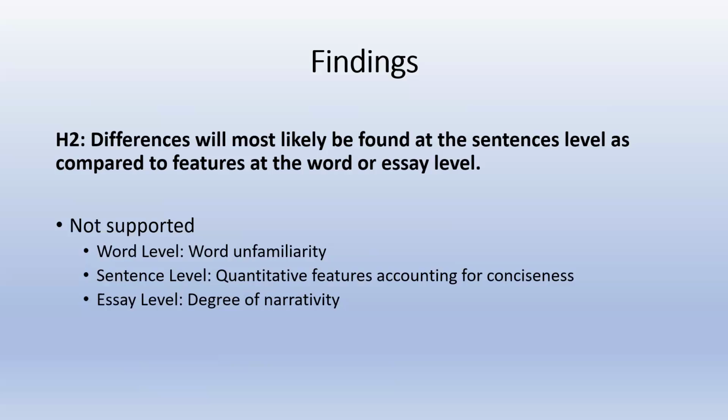Our second hypothesis was that differences would primarily be found at the sentence level as compared to features at the word or essay level. And again, this was because perplexity is the main focus of the AI text generation detection tools that are most frequently used by educators. And that, of course, only affects the sentence level. However, what we found was that this is not, in fact, supported. In fact, there are differences at the word level, the sentence level, and the essay level as well.